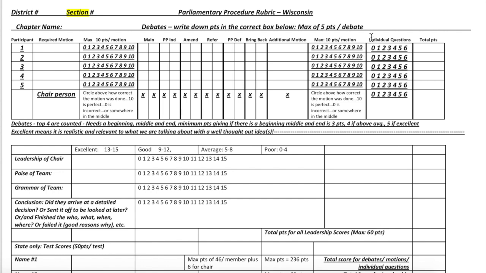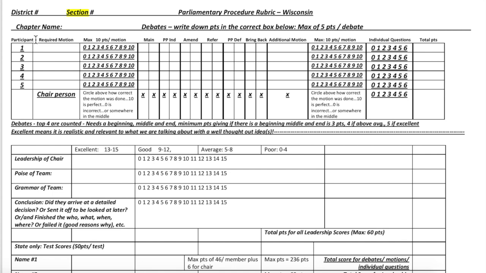And then the final part of the contest is individual questions, and that'll be scored here. So their first portion of their question will be out of 4 points, and that will be scored based on their answer to what the salient points are for whatever their required motion is.